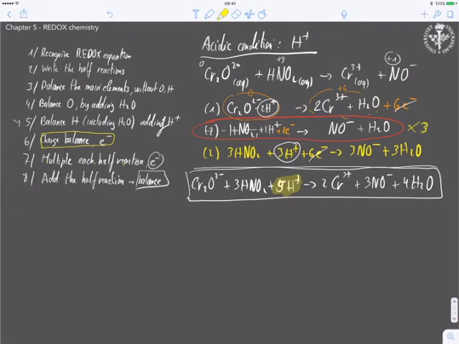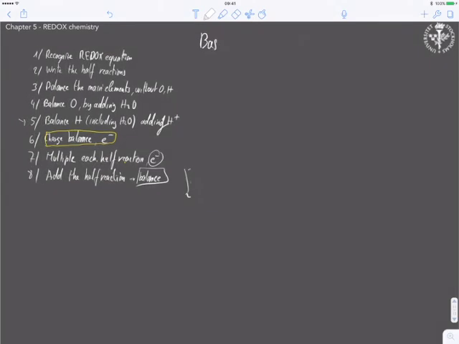Now let's take another example in a basic environment. Basic condition, you will have OH- in solution. So let's take a random equation, something I will not be dealing with in geochemistry, but it doesn't matter, just to illustrate that you can balance any type of reaction. What I'm proposing to do is to take silver as a solid, to put it in water, together with zinc, aqueous solution.